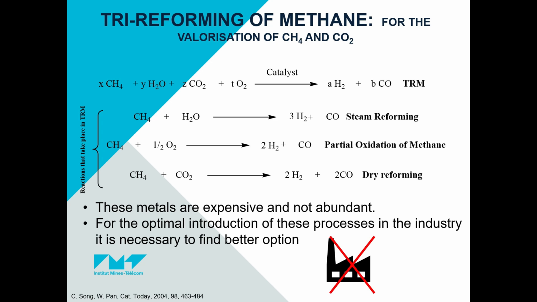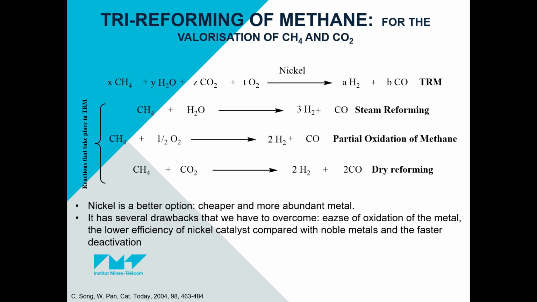The best reported catalysts are the noble-based catalysts, but of course these materials are expensive and non-abundant, so they are not optimal from an industrial point of view. On the other hand, nickel, that's a cheaper and more abundant metal, has been widely reported as a good replacement for this noble metal-based catalyst. The problem is that nickel presents a series of drawbacks: lower performance, fast deactivation, easy oxidation, that we need to overcome in order to optimize this catalyst.